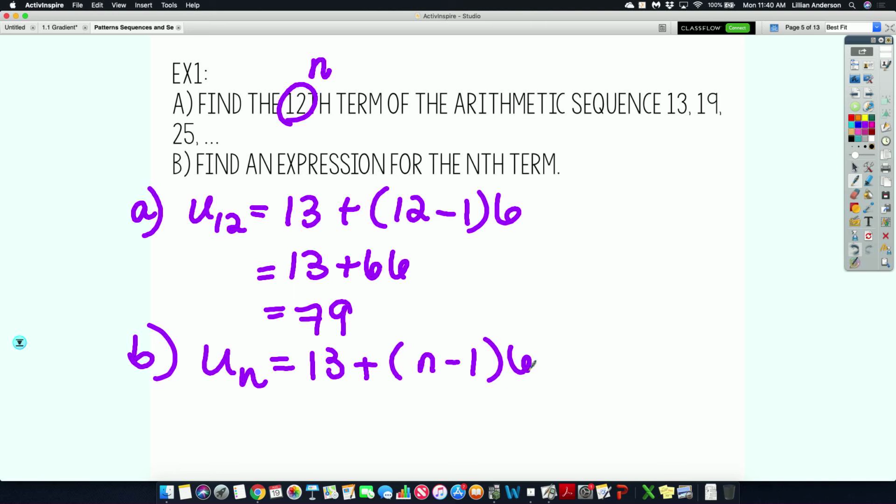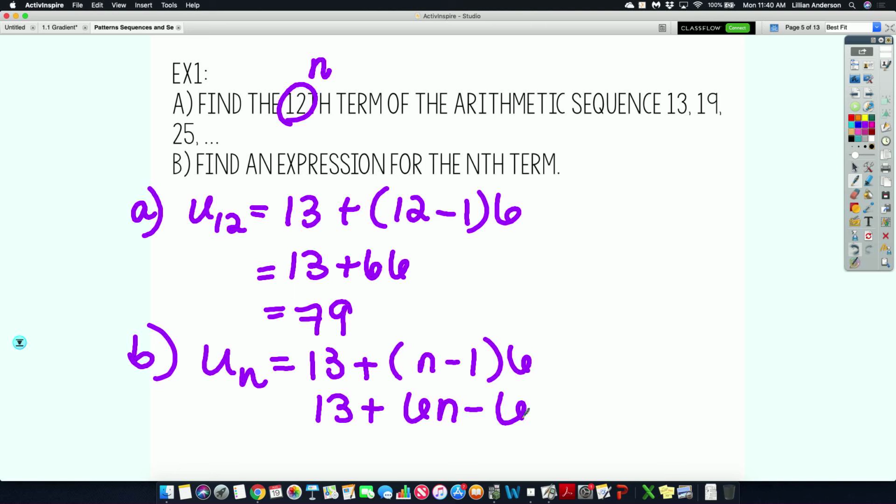It can be simplified some more. How can I simplify this? Distribute the 6. So I have 13 plus 6n minus 6. Can anyone tell the difference between my 6's and my b's? That's clearly a 6, right? Okay, my b's, they look like this. My 6's look like this, okay? Know the difference? However, if you ever have a question, just let me know. I'll let you know if it's a 6 or a B.